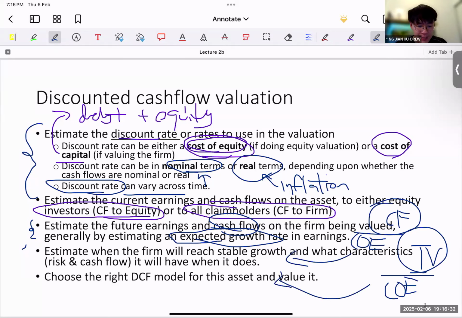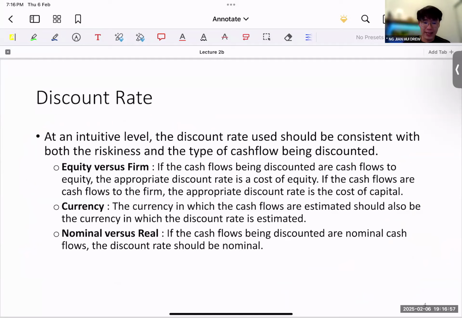Okay, so just on an intuitive level, there are a few things to consider when we are choosing the discount rate, right? First of all, the most basic is, okay, are we discounting it to the firm or the equity, right? That's why we have the cost of equity and cost of capital, which is for the firm, right? So determine what are we trying to do first. Once we determine that, which is number one here, then we determine what's the currency that we're going to use to discount it. And last but not least, we are determining, is it a nominal or is it a real rate, right? If it's a real, then we have to use the Fisher equation to convert the nominal to a real rate.